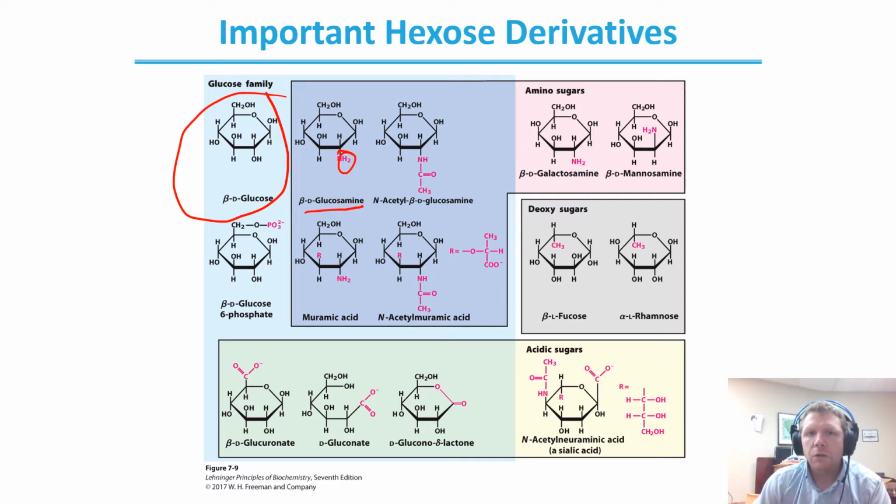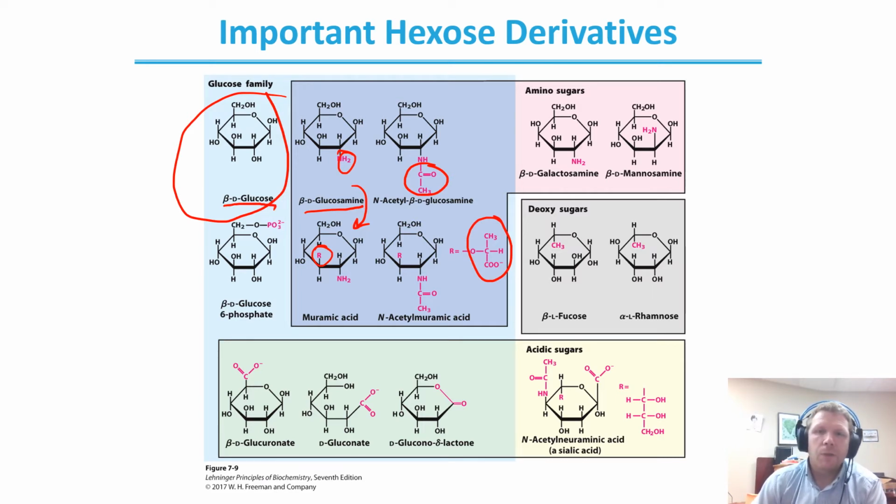For instance, N-acetyl beta D-glucosamine, well, that's going to have a modification on that NH2. Now, glucosamine can be utilized to produce muramic acid, where we have a modification on carbon number 3's hydroxide group. And that modification is this guy right here. We can also make from that N-acetyl muramic acid. So there's just a number of different derivatives and modifications that you can have with the foundational molecule of beta D-glucose.